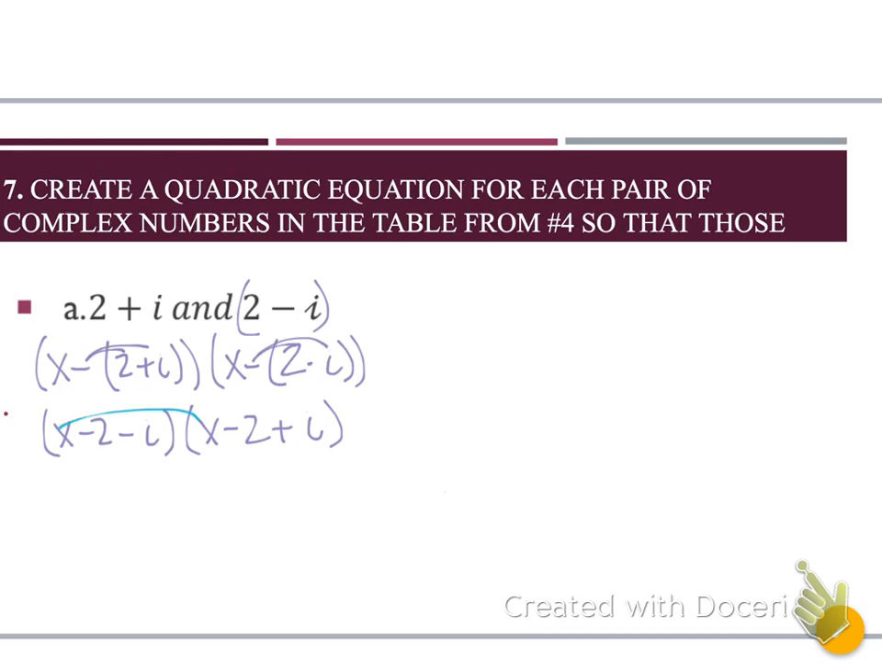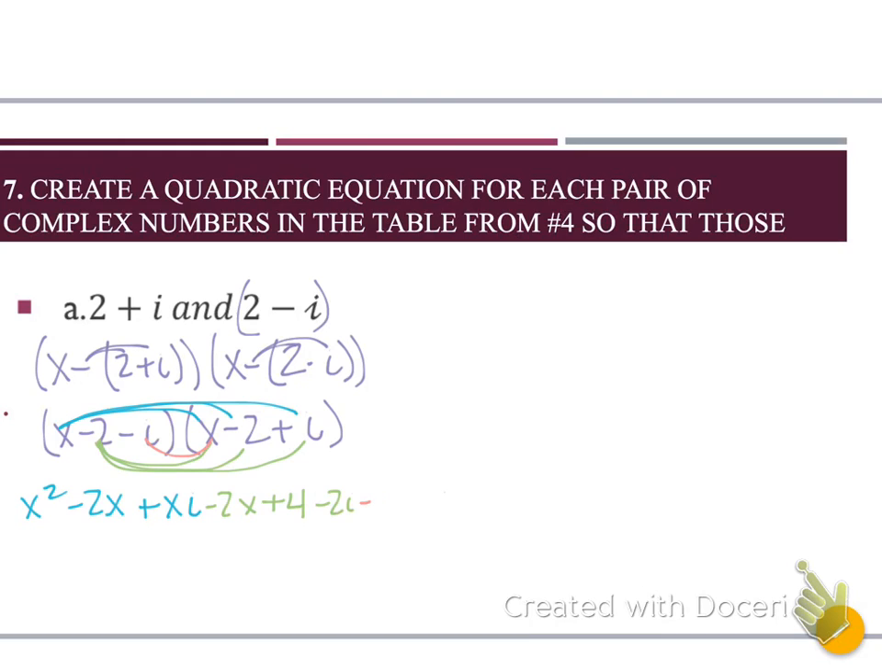Okay, so x times x gets me x squared. x times negative 2 is negative 2x. x times i is xi. Now we've got to do our next rainbow set. Negative 2 times x is negative 2x. Negative 2 times negative 2 is positive 4. Negative 2 times i is negative 2i.